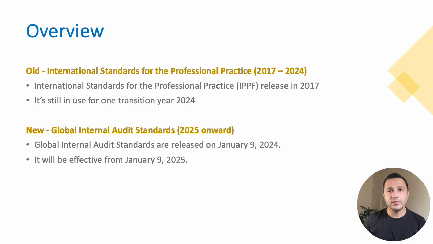The old internal audit standards were known as the IPPF, which was released in 2017. And for this year, 2024, it is still in use, so if you are practicing as an internal auditor you can still refer back to the old standard in 2024. However, the new Global Internal Audit Standards were released on January 9, 2024, this year, and the effective date is next year, which is January 9, 2025.